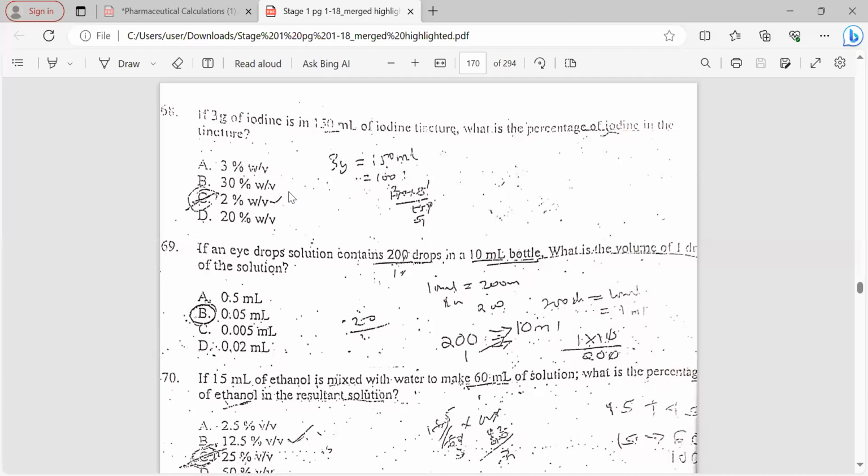Then the next one, if an eye drop solution contains 200 drops in a 10 ml bottle, what is the volume of 1 drop of the solution? So 200 drops is 10 mLs. 1 drop is how many mLs? So 10 ml divided by 200 drops, you get 0.05 mLs.